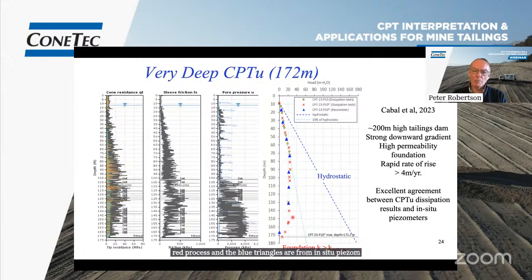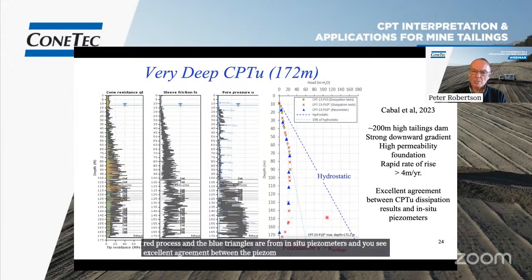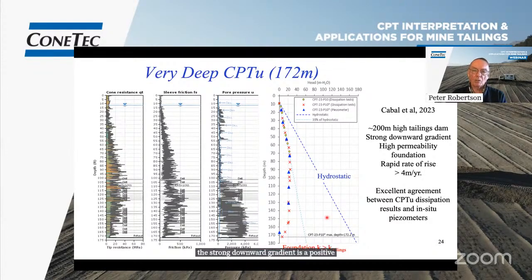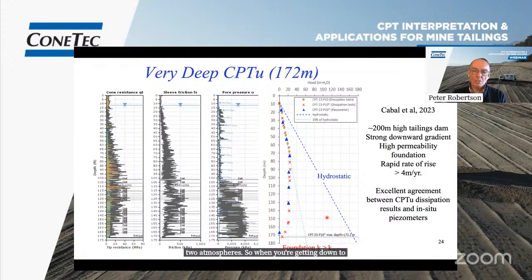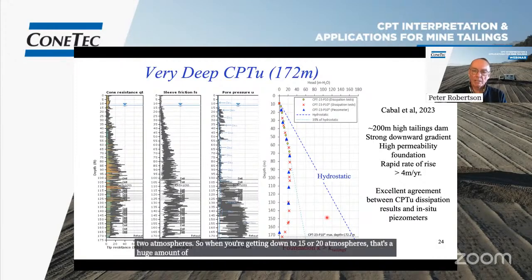And you see excellent agreement between the piezometers and the dissipation tests. And you see it here, a significant effect it has. So the strong downward gradient is a positive effect for a structure like this. And in fact, 170 meters down, you're talking about vertical effective stresses that are in the order of 20 atmospheres of pressure. Keep in mind that most case histories of flow liquefaction failures are where the vertical effective stress has been around 2 atmospheres. So when you're getting down to 15 or 20 atmospheres, that's a huge amount of effective confining pressure.